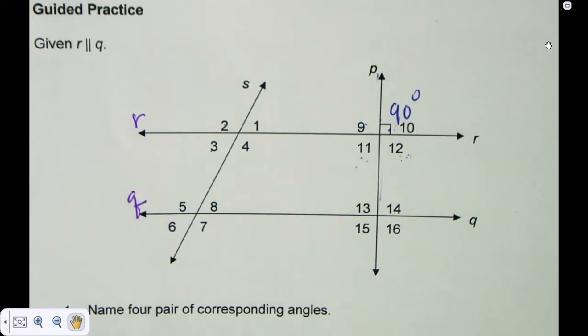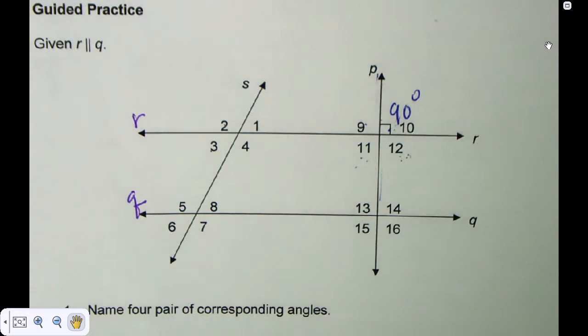8, 5, 3, 9, 13, 11, 10, 12. What are those called?